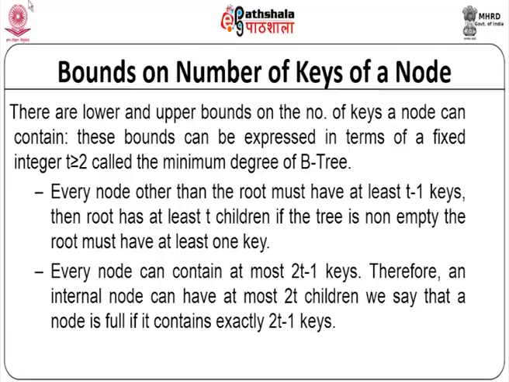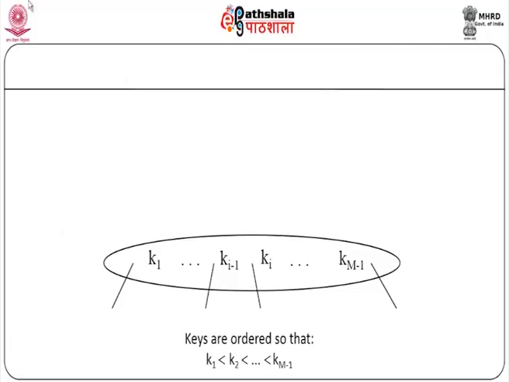We will come to that. So, let us take an example here. Here the keys are ordered so that k1 is less than k2 is less than so on, and we have m minus 1 keys here and we have m children.